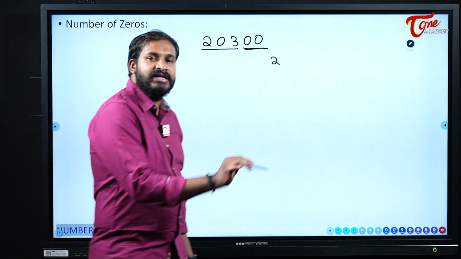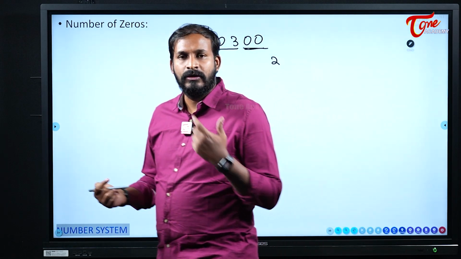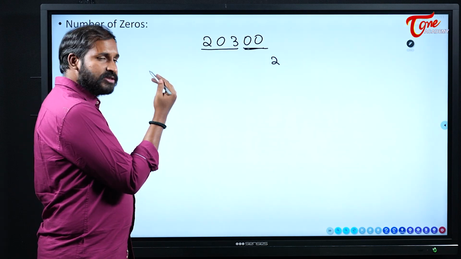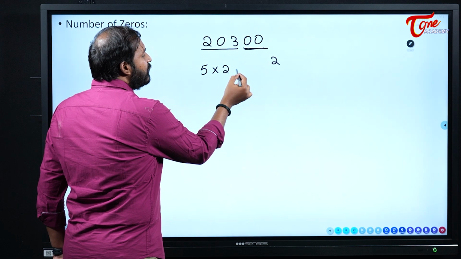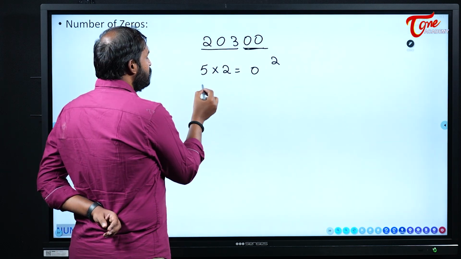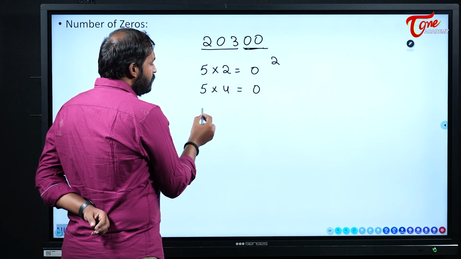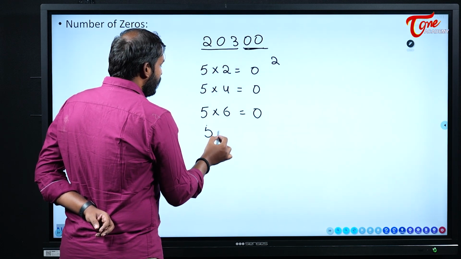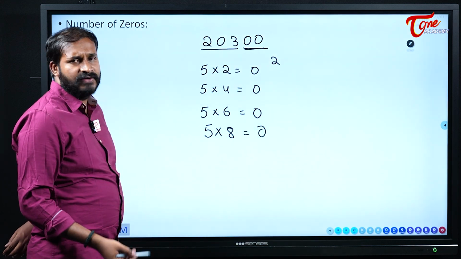Now, when we get 0, usually by multiplying which two numbers do we get 0? We all know. While discussing the units digit concept also, we came across this one. When you multiply 5 with any even number, the units digit you will get is 0. That means 5 and 2 will give us 10. Next, 5 with 4 also gives a units digit 0. 5 with 6 we get 0. 5 with 8 we get 0. 5 with 0 obviously 0.